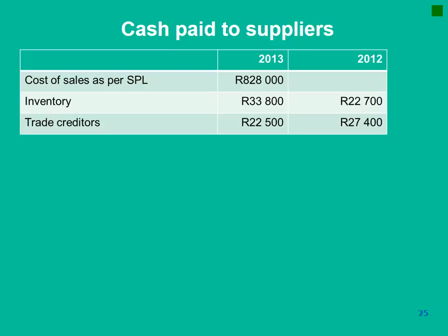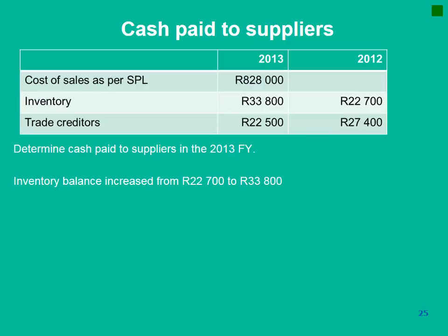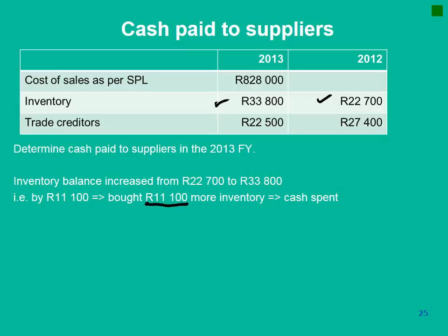So the shortcut method for doing this, taking the same information and determining the cash paid to suppliers. What I can say is that the inventory balance increased from 22,700 to 33,800. You should see that that means I've spent more money. By the end of the year, there was effectively 11,100 more inventory. So I must have spent an extra 11,100 increasing my inventory balance.